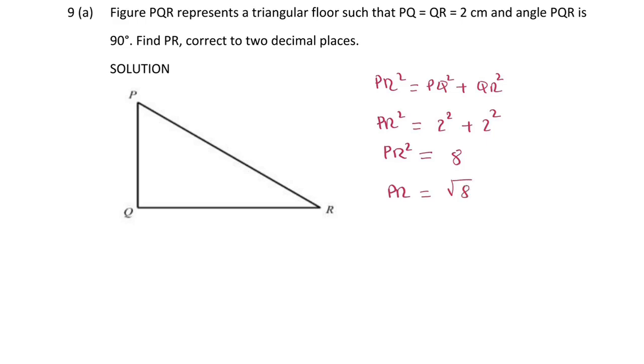Okay, so reading the root from the table, we are having PR equals 2.8284. But we have been told that we have to estimate this to 2 decimal places. Then we are going to have 2.83 centimeters. And this is going to be our answer.